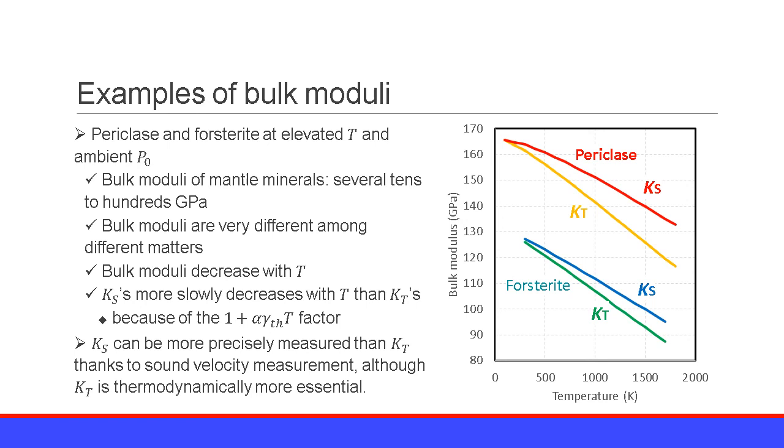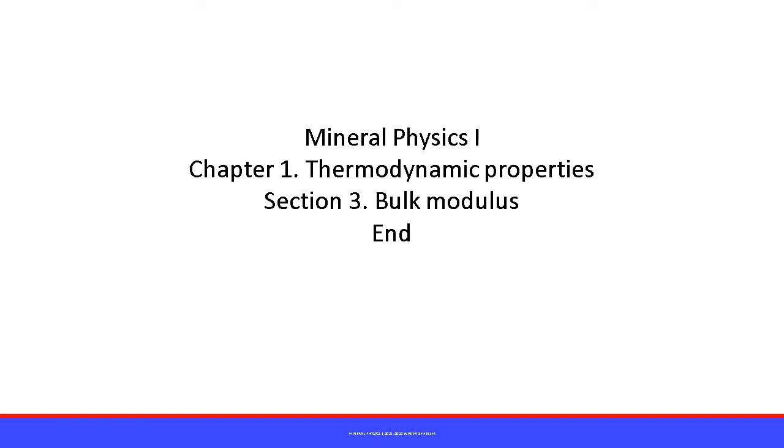As we have already discussed, the isothermal bulk modulus is thermodynamically more essential, but the adiabatic bulk modulus can be more precisely measured than the isothermal bulk modulus thanks to the sound velocity measurement. So this is the end of section 3 of chapter 1, bulk modulus.